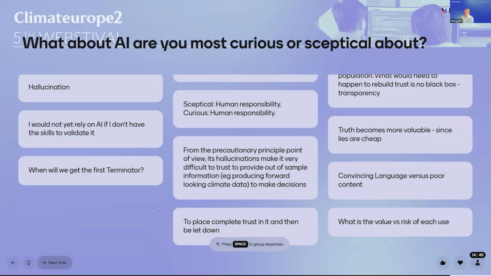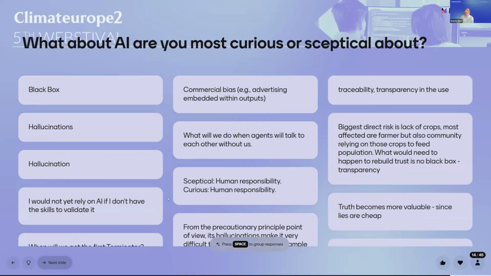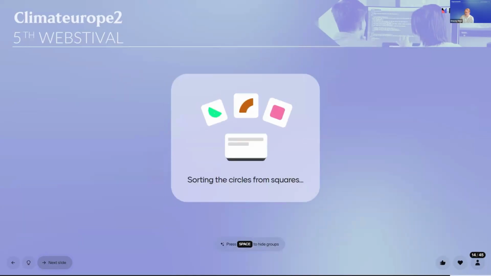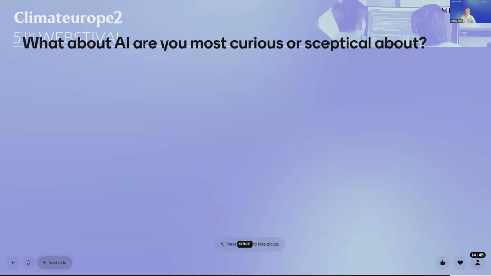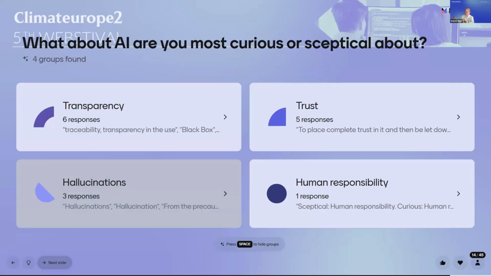Okay, what is the value versus risk of each use? Yeah, these are great. Press space and it's gonna do something. AI is going to do something. So we've got transparency, trust, hallucinations, and human responsibility. So it's grouped your thoughts into four themes there. So I'm just going to move on in the essence of time.